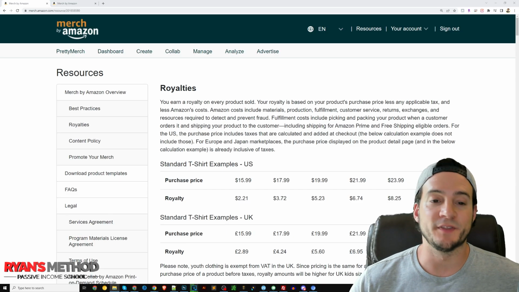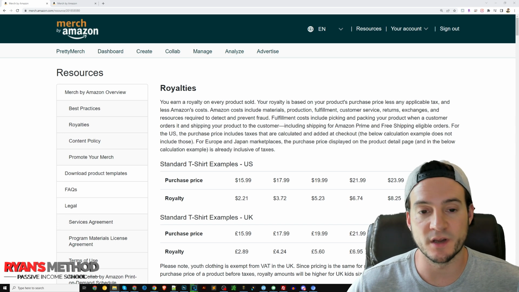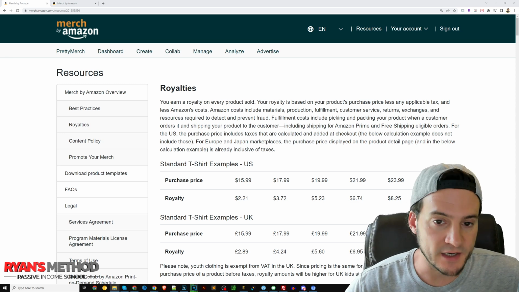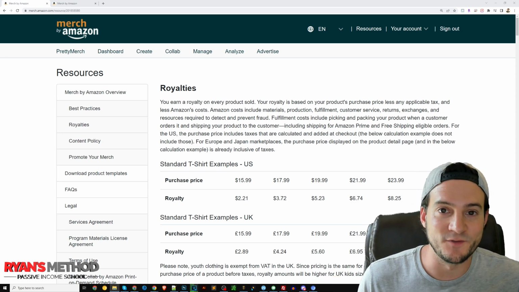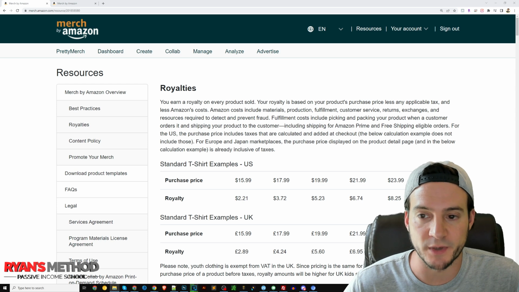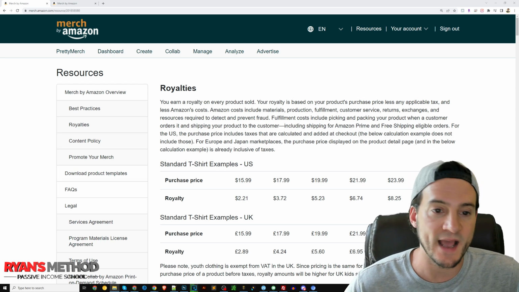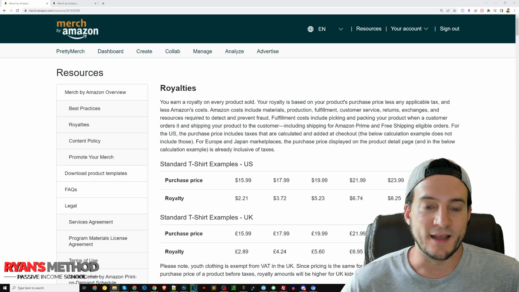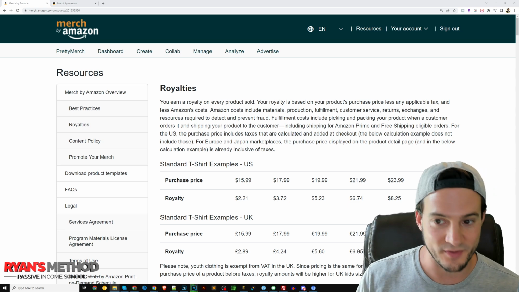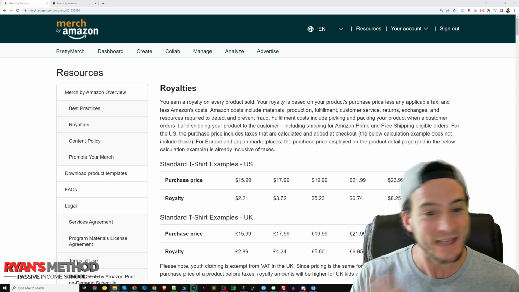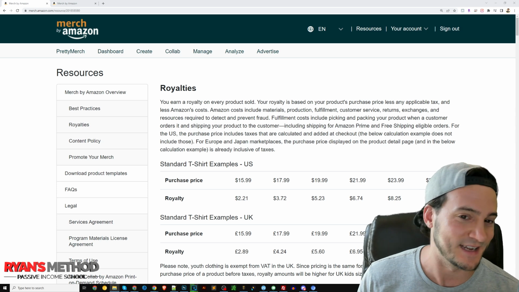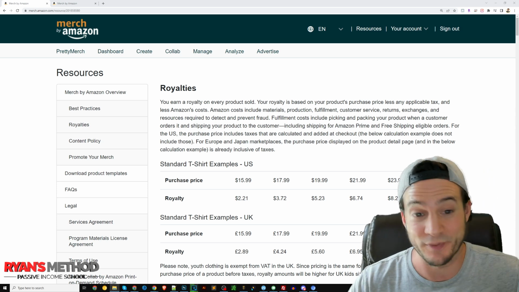All right, we are here on the royalties page in the resource section of the Merch by Amazon portal. So royalties, you earn a royalty on every product sold, which actually isn't correct, right? Because if you sell it at the min price, you don't get any royalty. But anyways, your royalty is based on your product's purchase price, less any applicable tax, and less Amazon's costs. And that's kind of a funny way of putting it because the part of the sale price that Amazon takes scales up with the list price. So less taxes, less Amazon's cost, less also the percent that Amazon just decides to take from your profits because they don't want you getting greedy without them getting a cut.